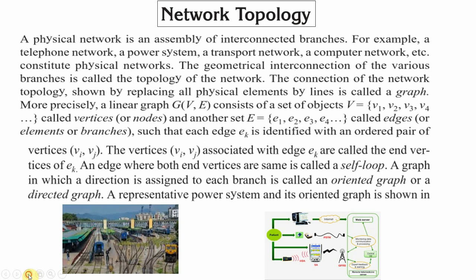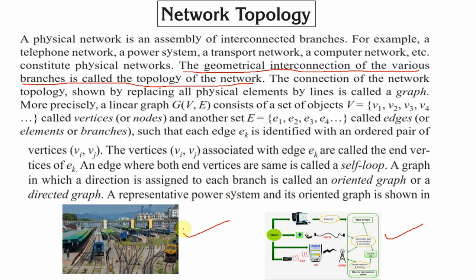So now network topology, it is nothing but one kind of geometrical representation, right? Network topology is nothing but geometrical interconnections of the various branches, is called the topology of the networks. So different networks are present in the systems, like railway networks, then telephonic networks, transport networks.